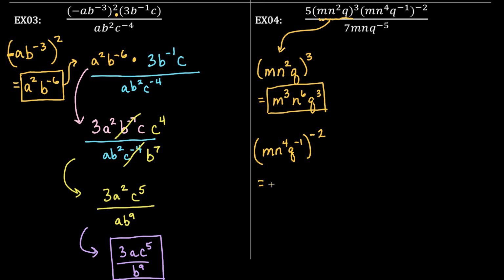M to the negative second is just m to the negative second. N to the fourth to the negative second is n to the negative 8th. Remember, the shortcut when you exponent is to multiply. Q to the negative 1 to the negative 2: well, remember, the shortcut is to multiply, and negative times negative is a positive. So q to the positive 2.